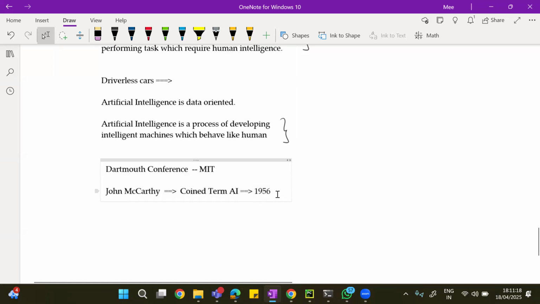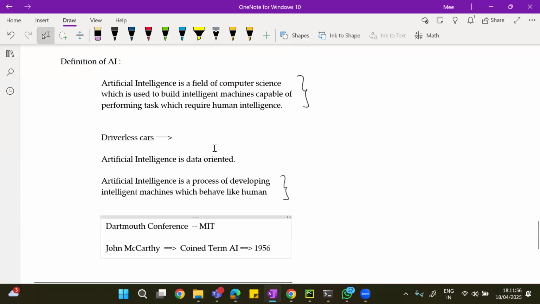Now, you may ask me a question over here. Why are we learning it now? Obviously, the programming language of 1956 is not used now. Why are we using a technology, or a concept, which was given in 1956? Because, as I was continuously saying repeatedly, AI is data oriented. AI is completely data oriented.